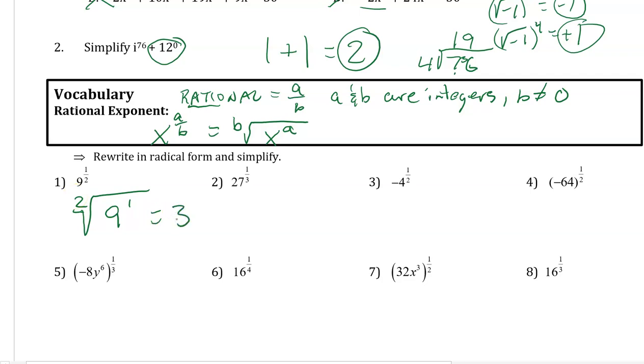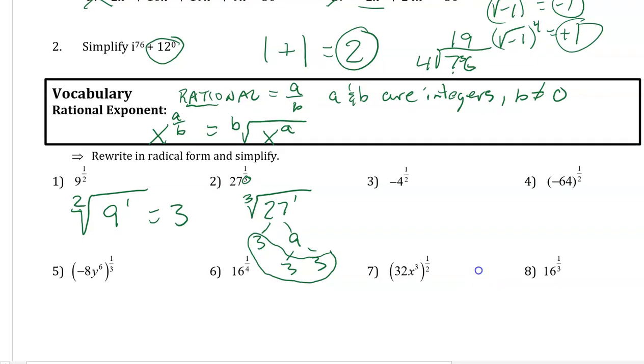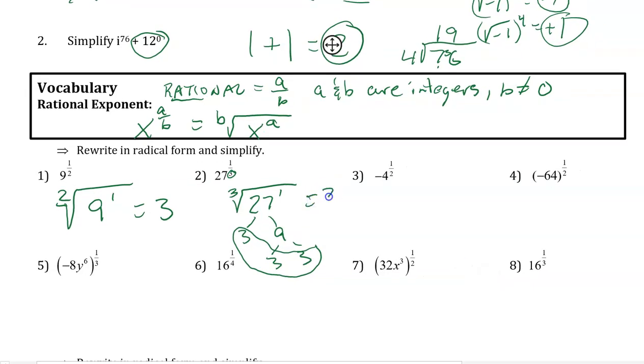27 to the 1/3 power means the bth root, the third root of 27 to the first power. So we'll take a look at factoring 27. 27 is 3 times 9. 9 is 3 times 3. We're taking a third root of this. So we need to collect factors in triplets, in groups of 3. So the third root of 27 is 3.